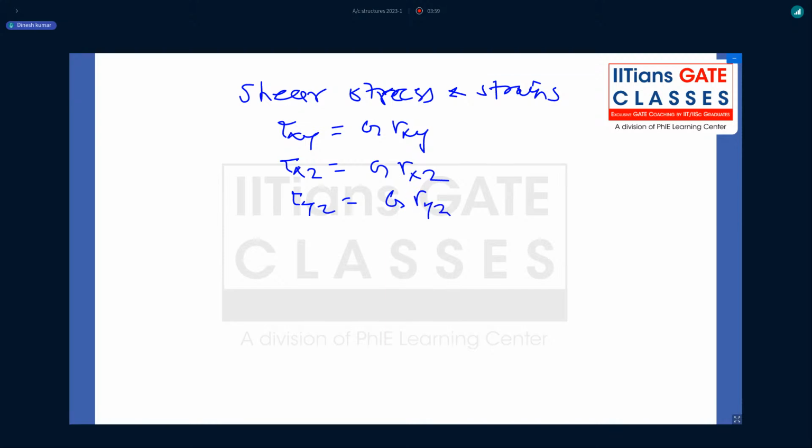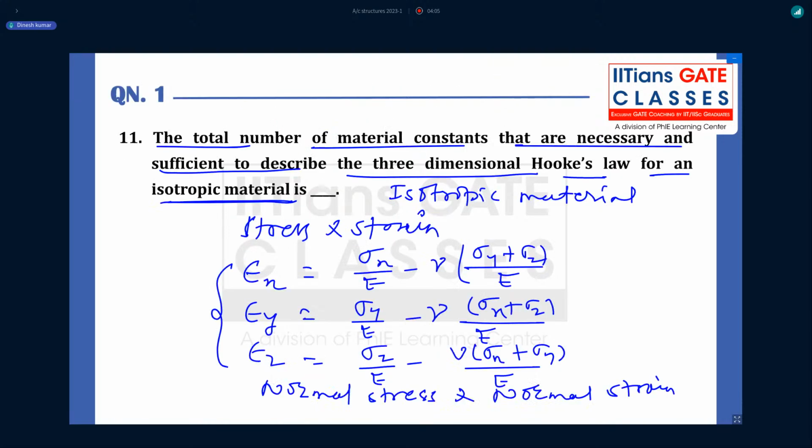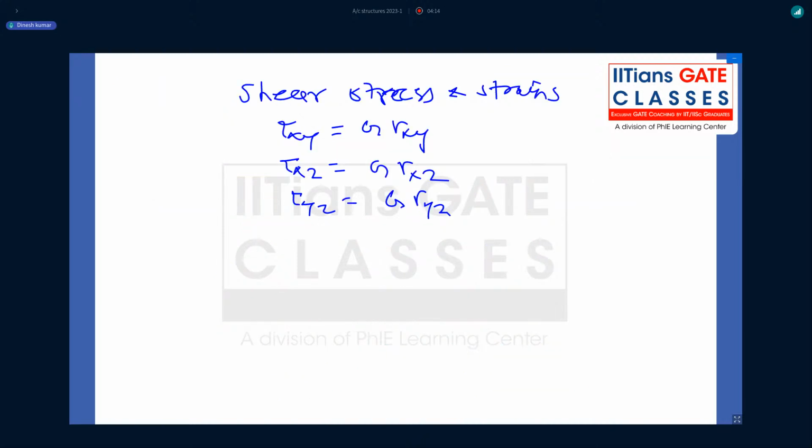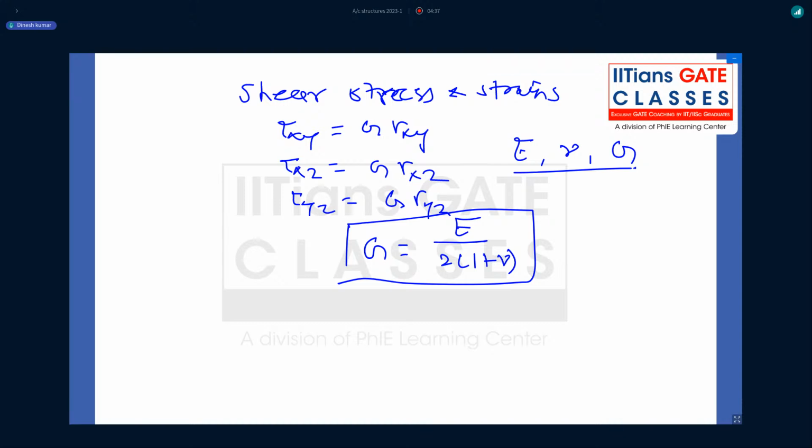Now guys, you can see the constants in this stress strain relationship for three-dimensional Hooke's law. What constants do we have here? Can anyone tell? We have Young's modulus of elasticity E, Poisson's ratio nu, and modulus of rigidity G. So there are a total of three constants. But we know G can be written as E upon 2 into 1 plus nu, right? The modulus of rigidity can be written in terms of Young's modulus and Poisson's ratio.